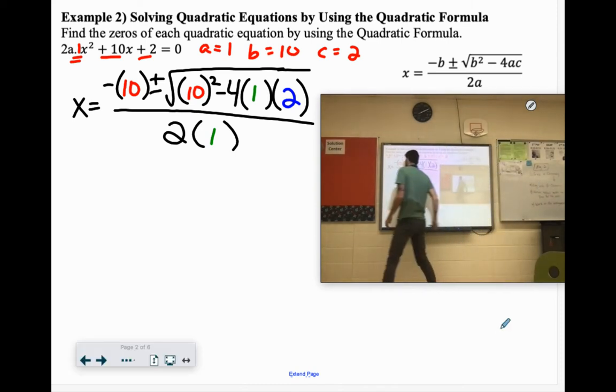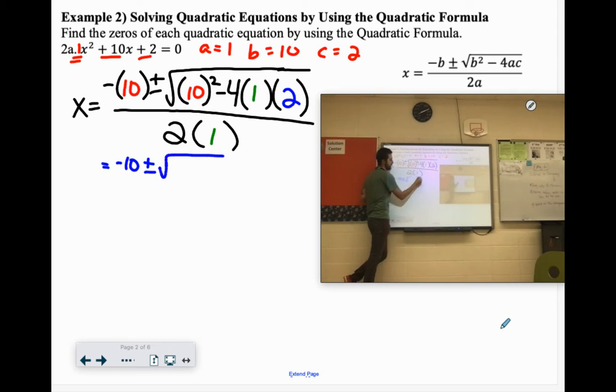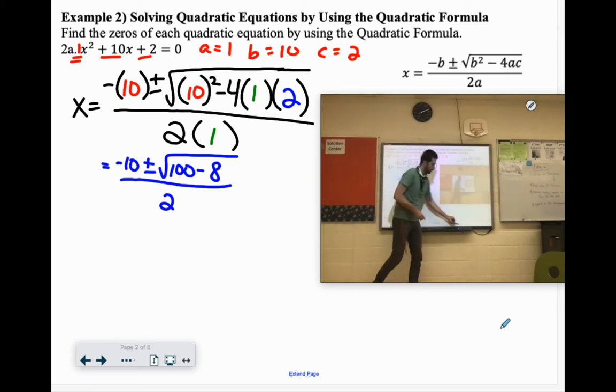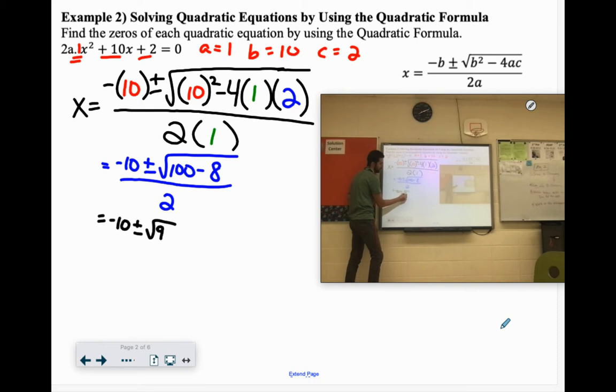We can do this. Opposite of 10 is -10. Plus or minus, and I'll tell you why that is in a few minutes here, but you probably can already think of why we have a plus and minus there. 10 squared is 100. 4 times 1 times 2 is 8. And then 2 times 1 in the denominator is 2. So I like to handle all the square root stuff first. -10 plus or minus the square root of 100 minus 8, which is 92, over 2.